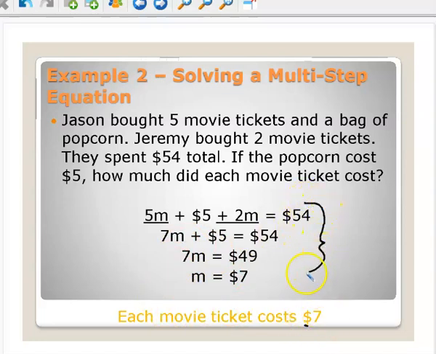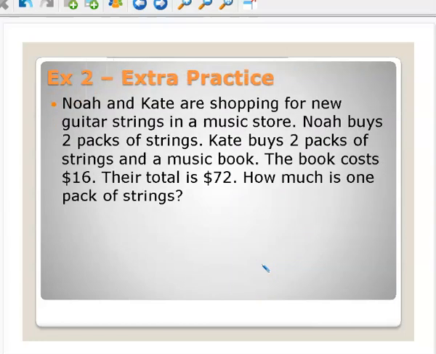Okay, there's an application right there of using some of your algebra skills to solve a little bit more of a real-world problem. So let's give you one to try on your own. This is one about Noah and Kate. Go ahead and work through this problem. Pause the video while you're working, and then we'll come back and see what things look like. Okay, so go ahead and pause your video.